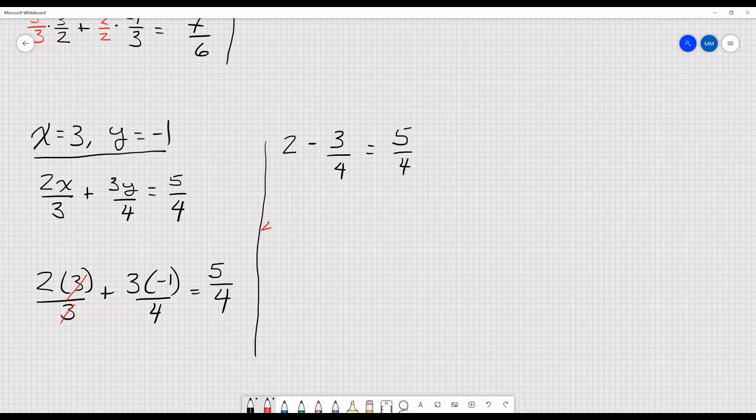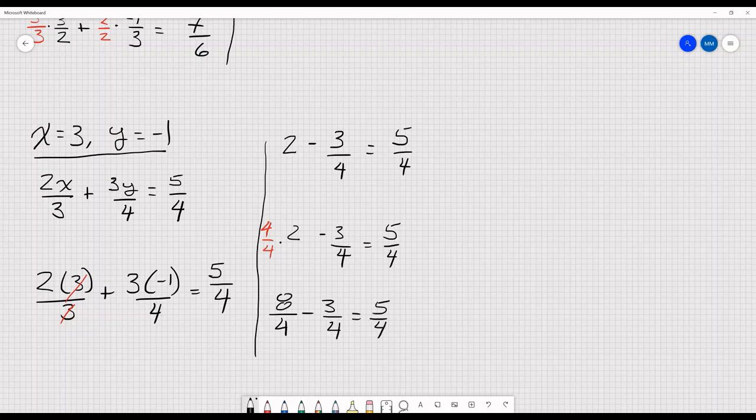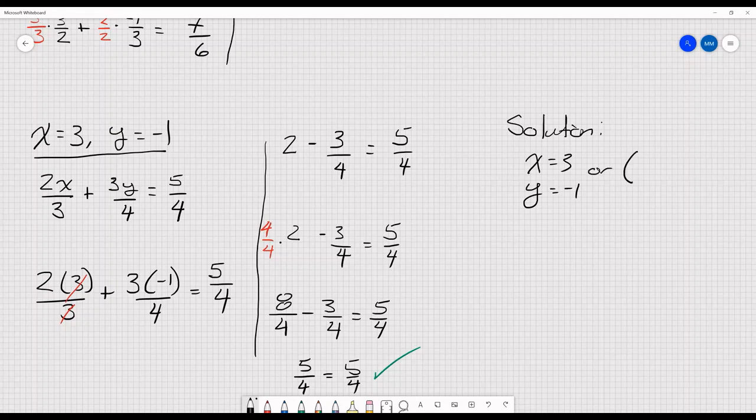So I will just multiply 2 by 4 over 4. Gives me 8 over 4 minus 3 over 4. And 8 minus 3 is 5. And I am pleased and can write my solution is x equals 3, y equals negative 1, or equivalently, the ordered pair 3, negative 1.